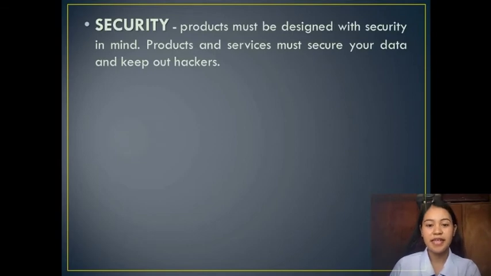First is security. In an intelligent system, the product must be designed with security in mind. Products and services must secure data and keep out hackers. An example of this is the ATM machine. So an ATM machine should be fully secured.